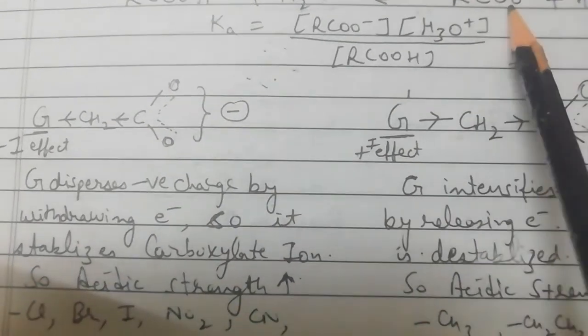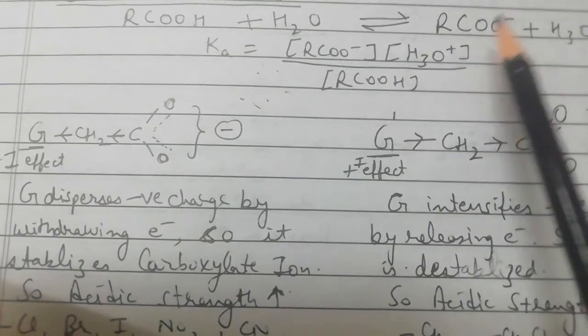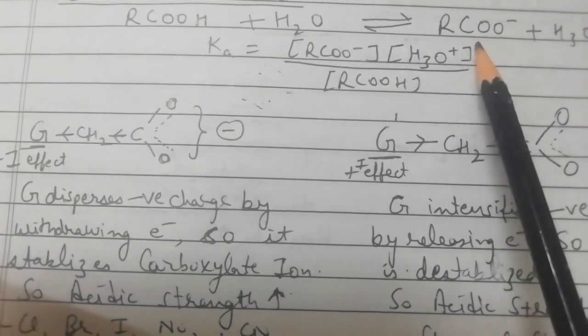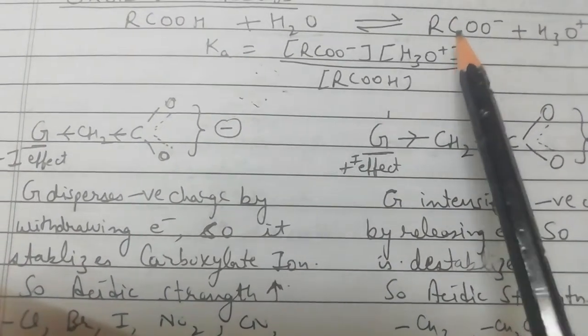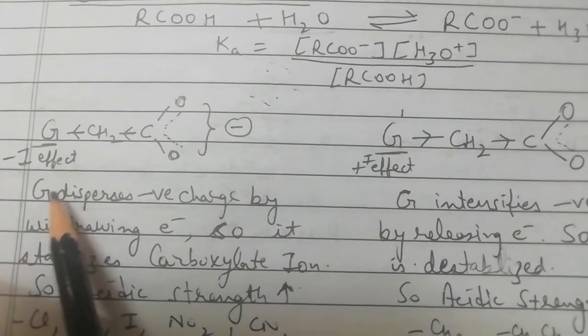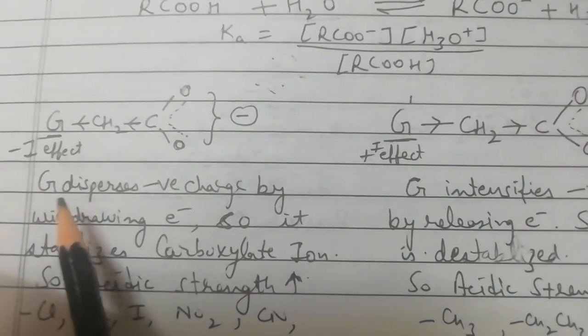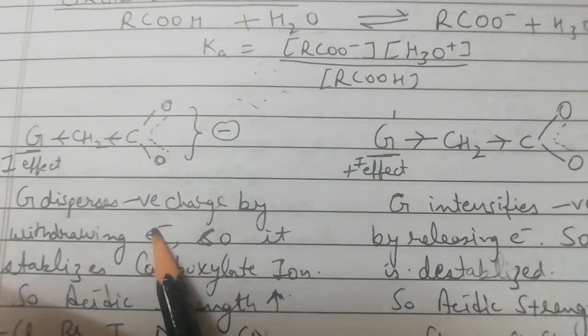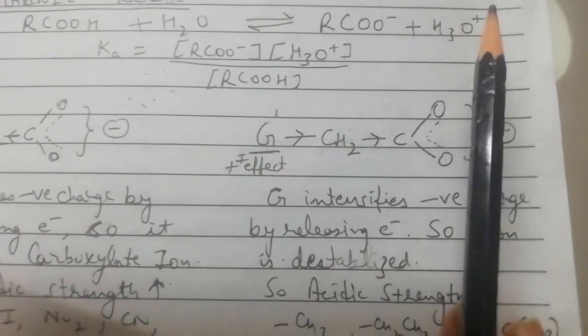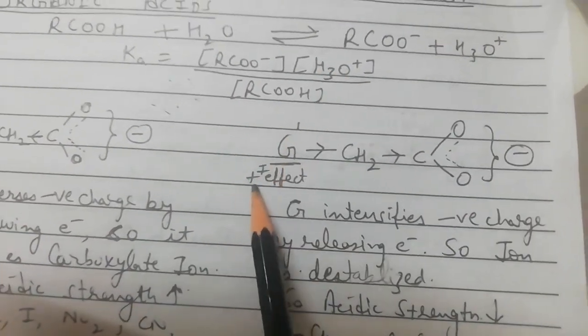So the carboxylate anion will get stabilized, and anything which is stable, its formation is preferred. So carboxylic acids will prefer to form this carboxylate ion which is stabilized by the presence of this G group which has minus I effect. So its acidic strength will increase. But in another case, we have this G group which has plus I effect.